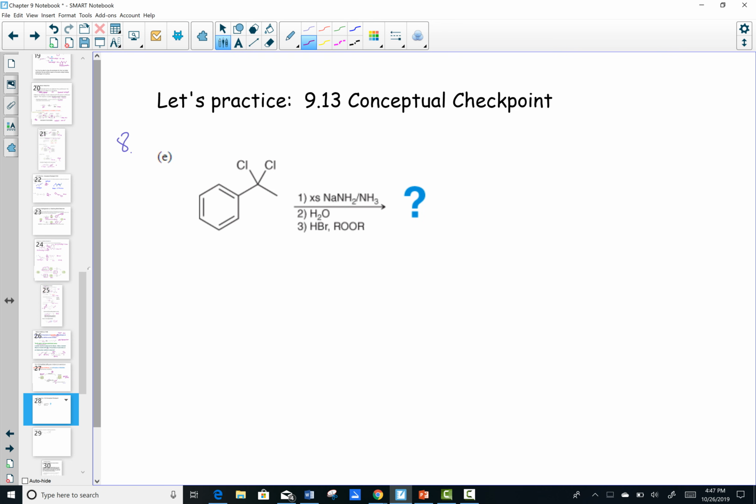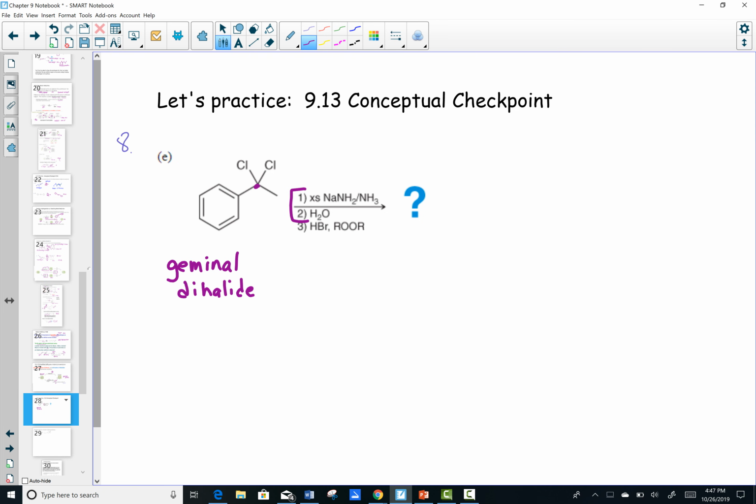So let's put it into some practice with 9.13, a conceptual checkpoint. What's happening in this picture? So what we're seeing here, starting material, let's kind of get an idea. We have a geminal dihalide, and it's a chlorine group. Alrighty. And we're going to treat that with, and I look at these two steps really as part 1, part 2.